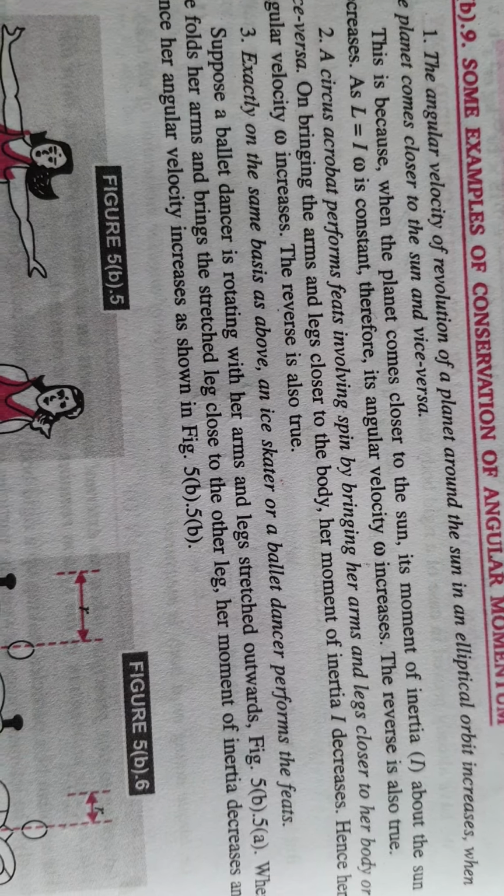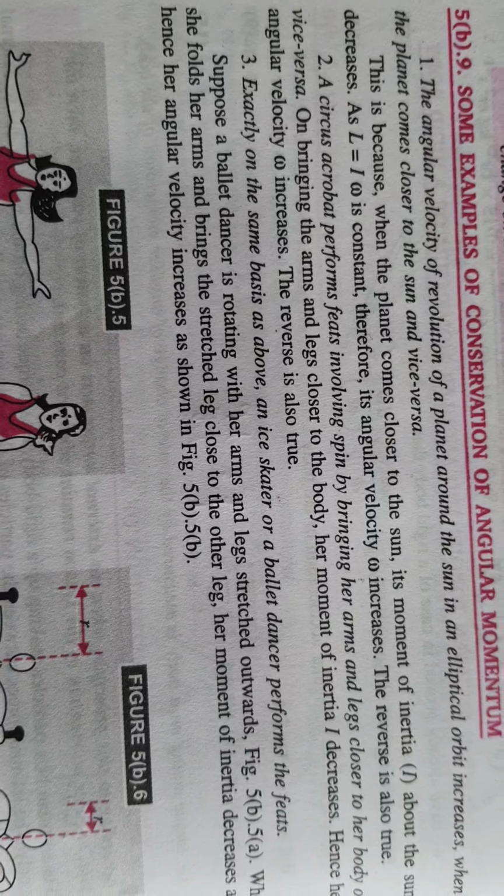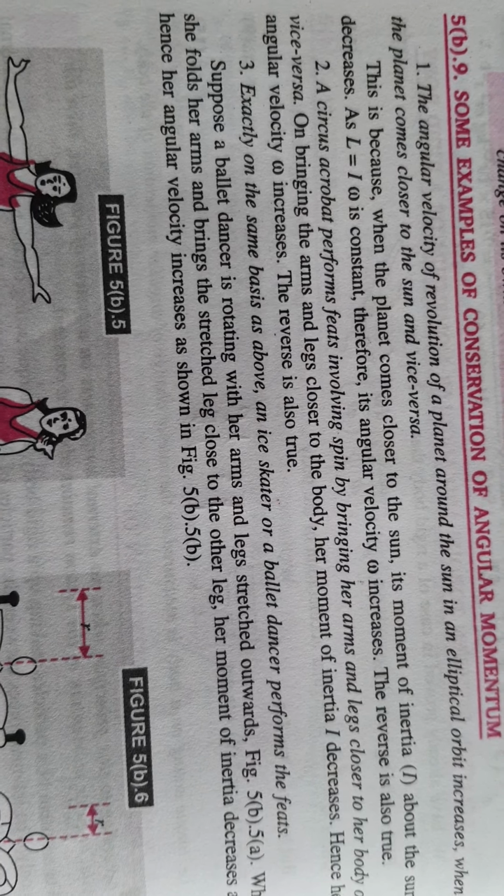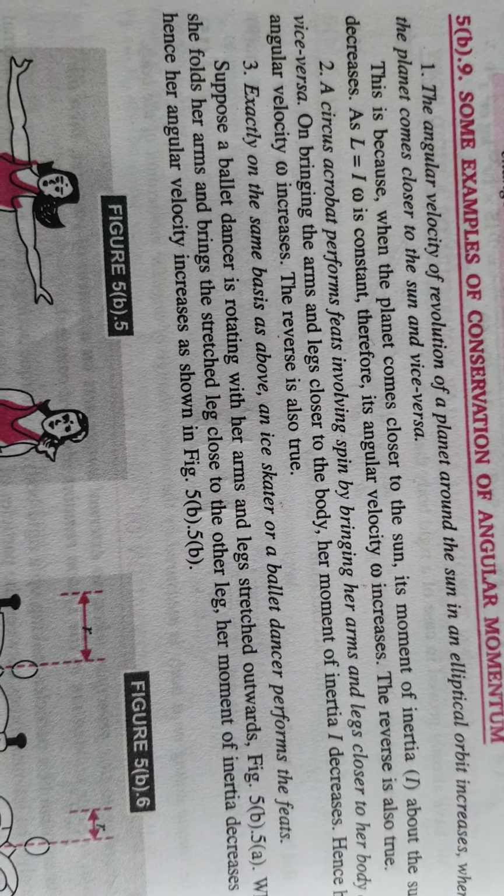When will omega increase? When I decreases. And when will I decrease? When the planets are closer to the sun, because the distance between the sun and the planet is r. So when r is less, I is less, and when I is less, omega will be more. That means when a planet is close to the sun, its angular velocity will be more.